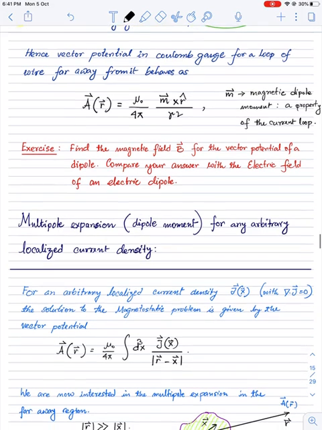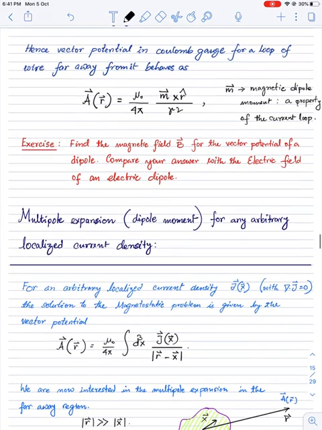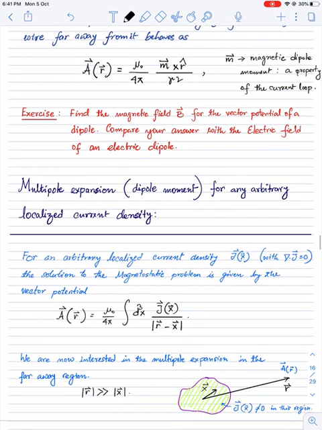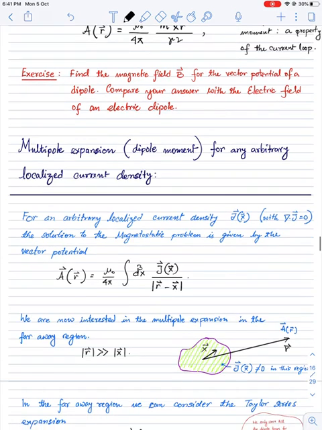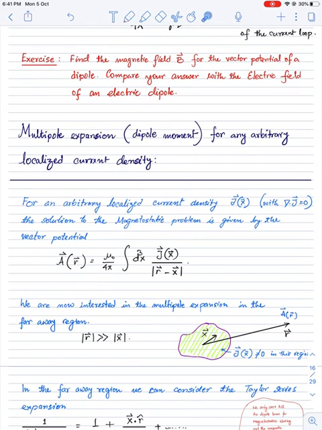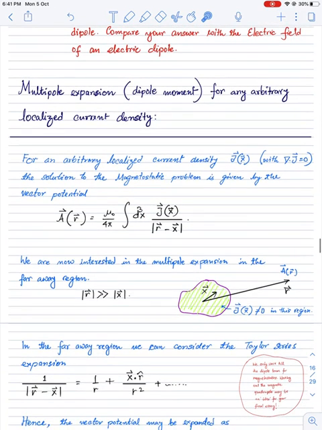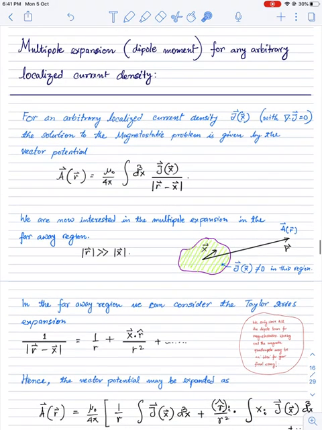Okay, so good, that brings us to the next part. We have discussed the dipole. Now let's do it slightly more generally. Instead of considering one current carrying conductor, let us consider a general current density J.